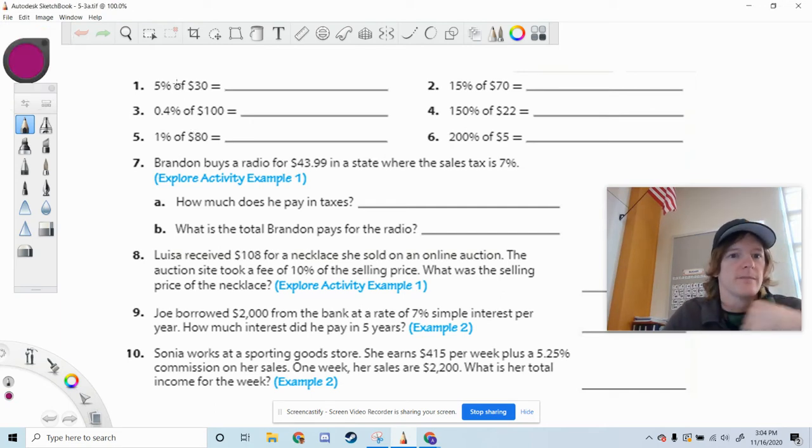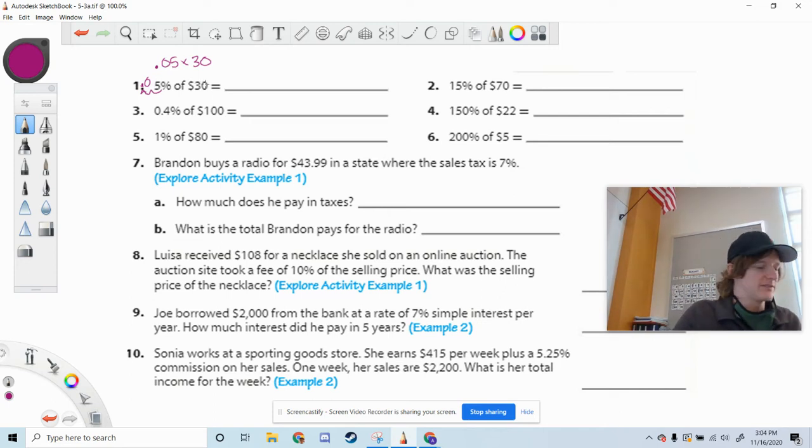So the first one here, we need to figure out what 5% of 30 is. Well, the easiest way is probably to use a calculator and just multiply 5% as a decimal. So 5% as a decimal, you'd have to move your decimal over 2 times. So you get 0.05. So you could do 0.05 times 30. And you're going to get, 10% would be 3. So you're going to get $1.50.